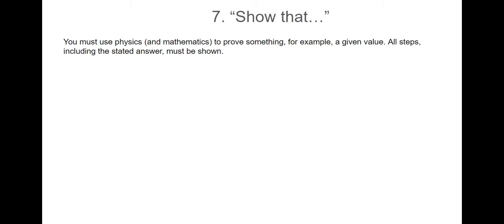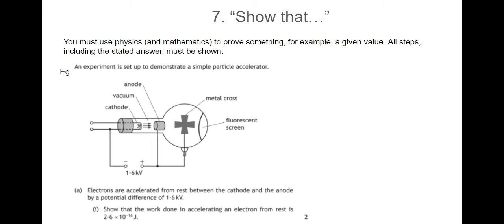Show that. You must use your physics or mathematics to prove something, for example, a given value. All steps, including the stated answer, must be shown. So here, show that the work done in accelerating an electron from rest is 2.6 times 10 to the minus 16 joules. These tend to be early in a question. Here it's part A1, because you're going to need to use this value later on. So it's better that they give you the answer and you show how it was got than you have to work something out and then potentially get it wrong and then use it later.